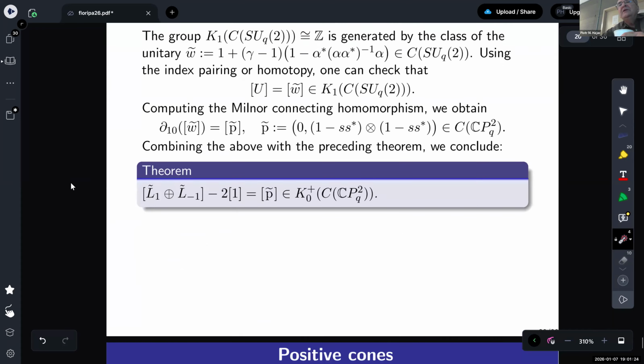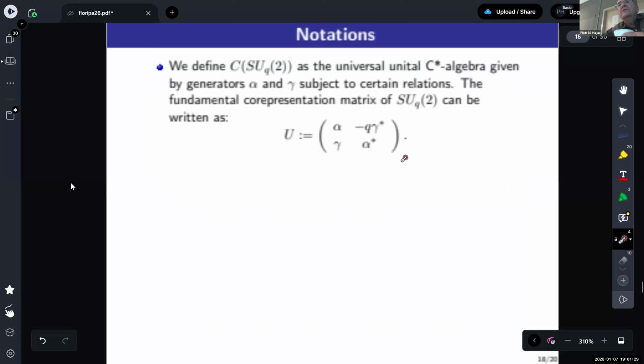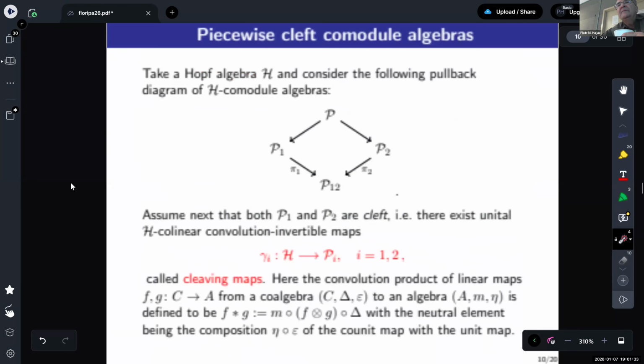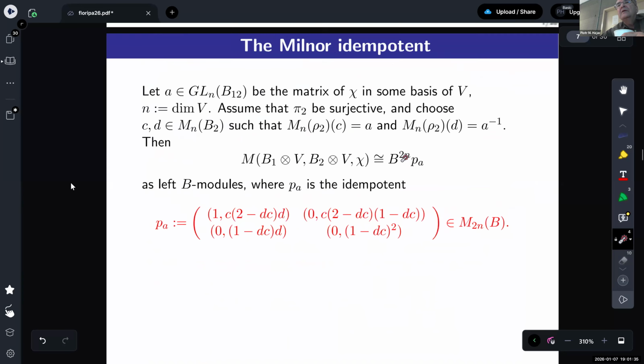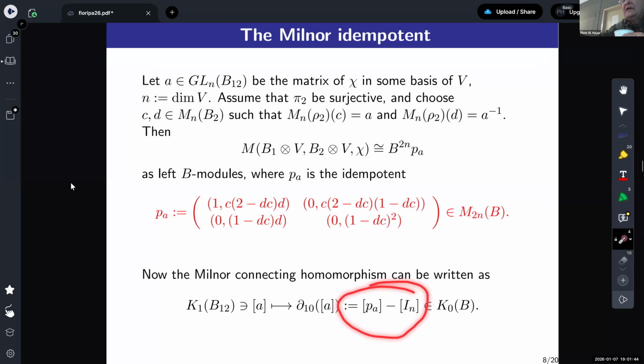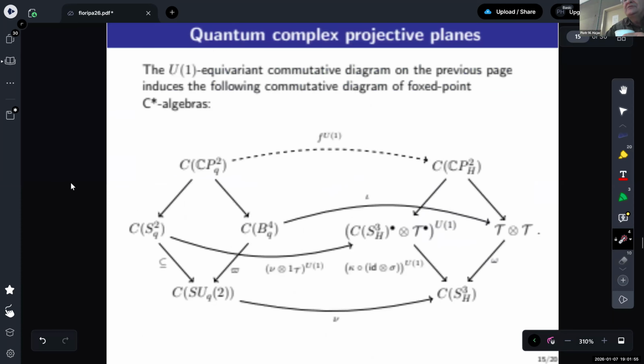Okay, let me go back to the definition of this Milnor connecting homomorphism. You see, here the formula is I_N, where N is the size of A. And in this case, A is a fundamental representation of SUq(2), so it's a 2x2 matrix. Yeah, we had this, yes, okay. I have to write 2.